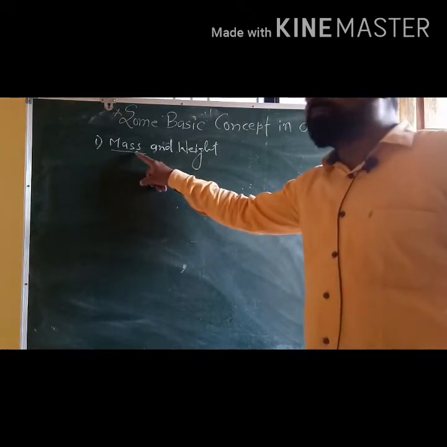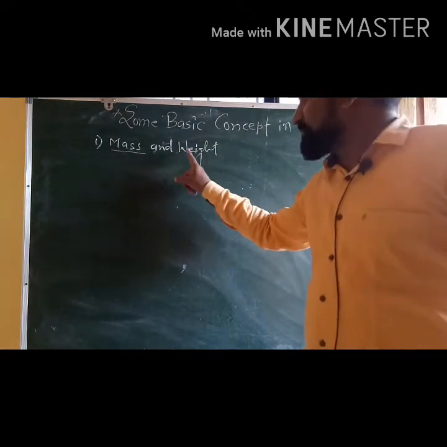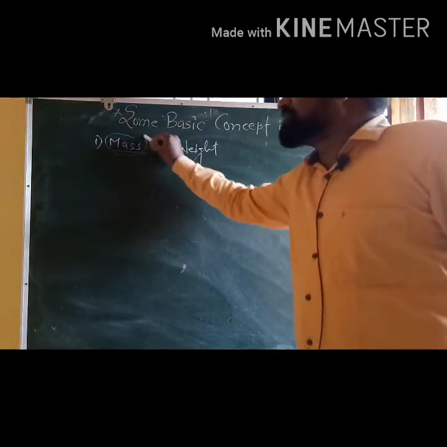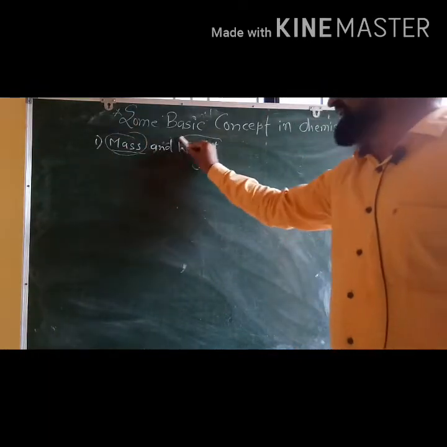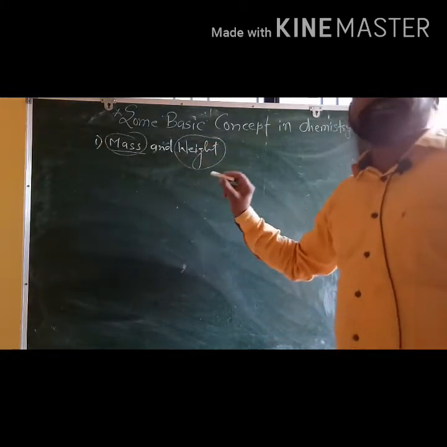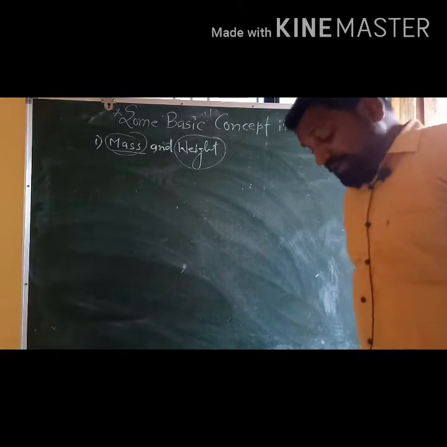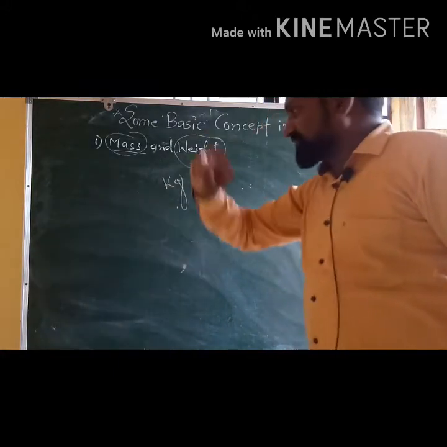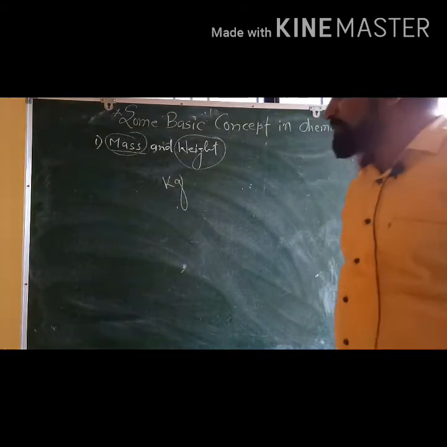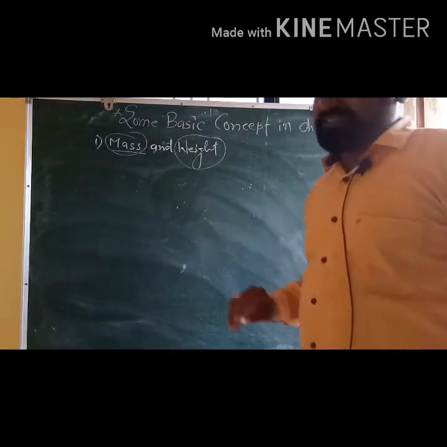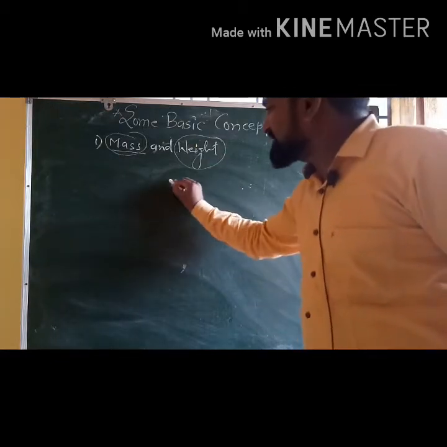Mass of the matter is more fundamental as compared to weight of the matter. Why? Because it is unchanged with respect to position, while weight changes with respect to its position. Now according to SI system, mass is expressed in terms of kilogram, while the fractional unit for mass is the gram.